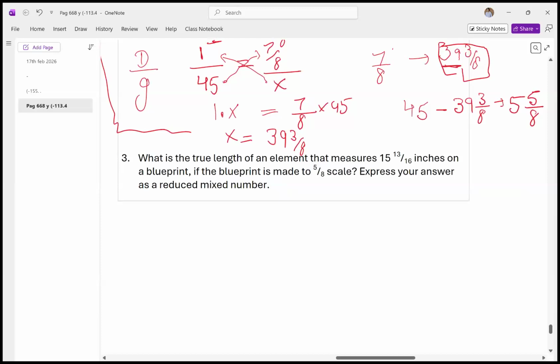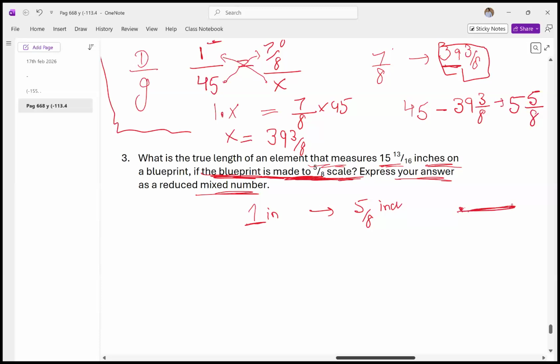Now, what is the true length of the element that measures 15 13/16 inch on a blueprint if the blueprint is made to a scale of 5/8? Express your answer as a reduced mixed fraction. So again, I'll try to do it with ratio and proportion. So let's say 1 inch is reduced to 5/8 inch. So if a blueprint is made to 5/8, it means if the actual length is 1 inch, it will be reduced to 5/8 on the blueprint.